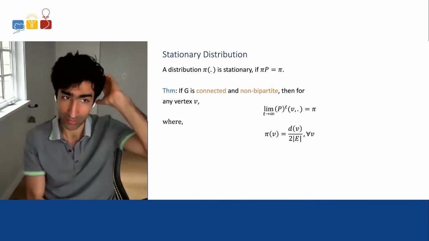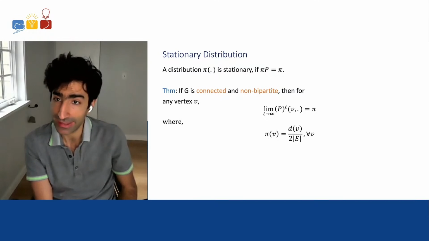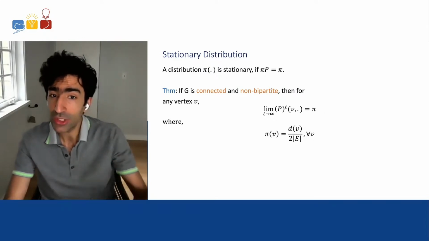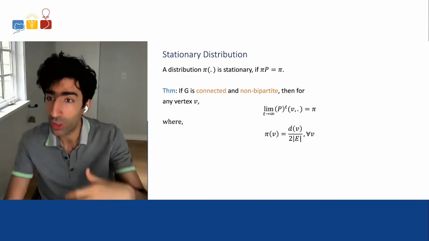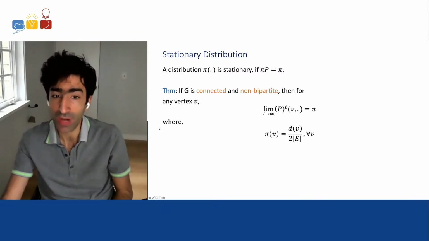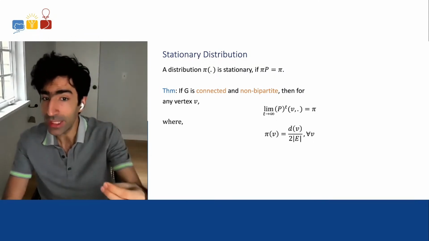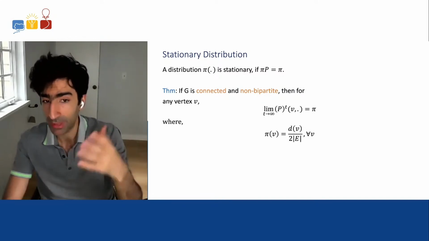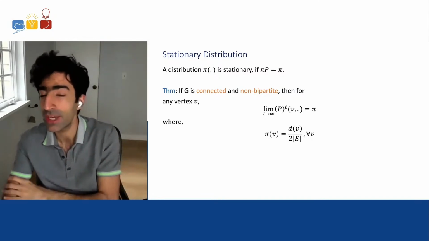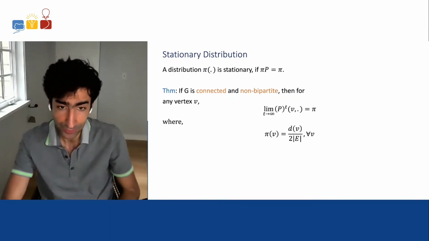Now here is a fundamental theorem of this field, which says that if you have a graph G which is connected and it's not a bipartite graph, then for any vertex V, if you start your random walk at V and you run it for long enough time, you're going to converge to the stationary distribution pi. And what is the stationary distribution? It is the distribution where you're at vertex V with probability proportional to its degree. So pi of V is d(V) over the summation of the degrees of all vertices, which is 2 times the number of edges.